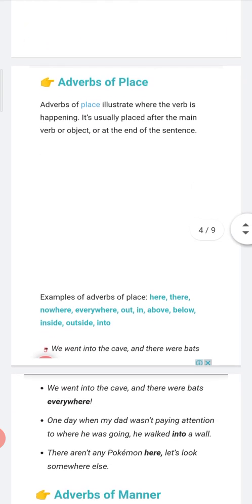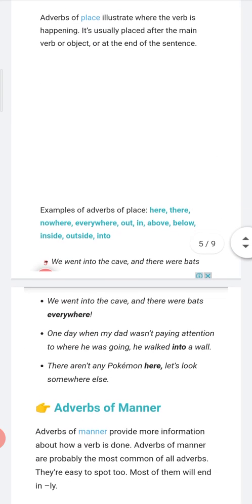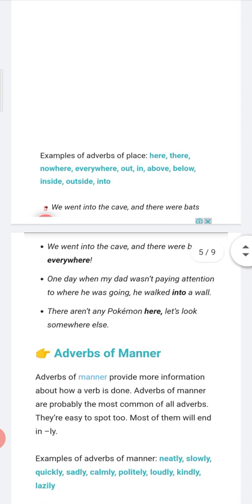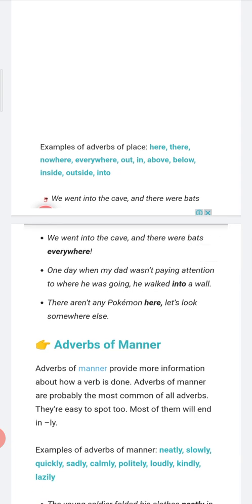Now let's come back to adverb of place. The words we use for adverb of place are here, there, nowhere, everywhere, out, in, above, below, inside, outside, into. The example they have given: we went into the cave and there were bats everywhere. So that means they saw that there were bats everywhere.